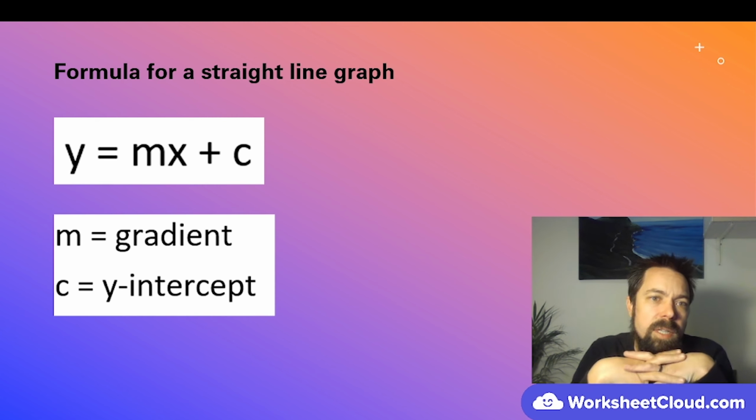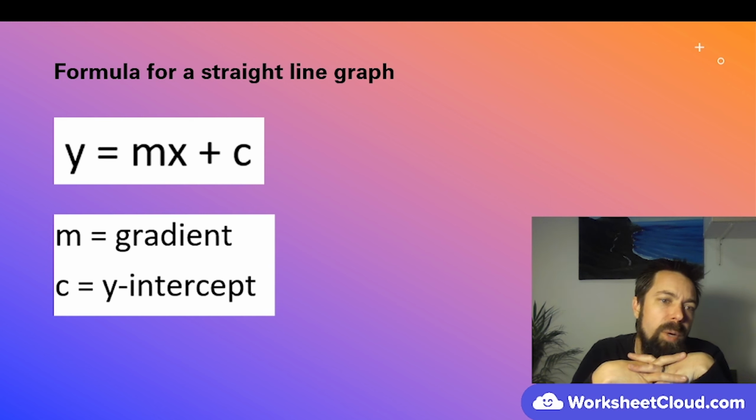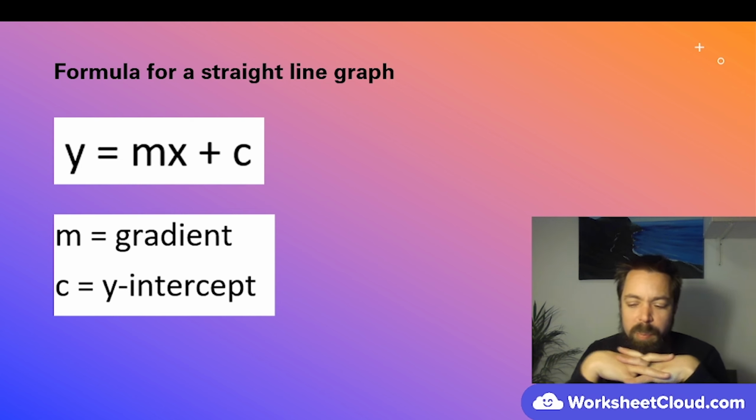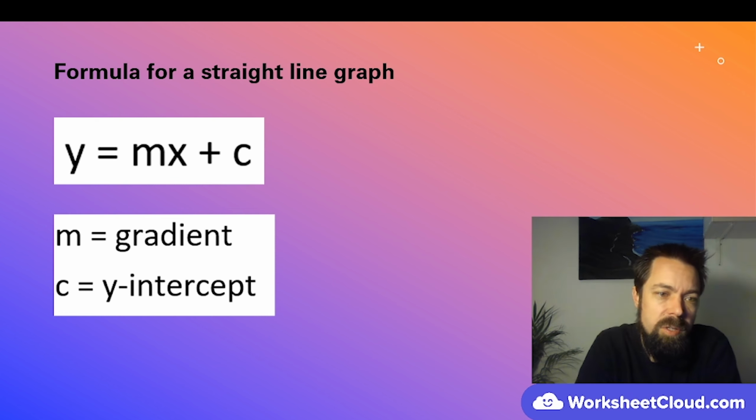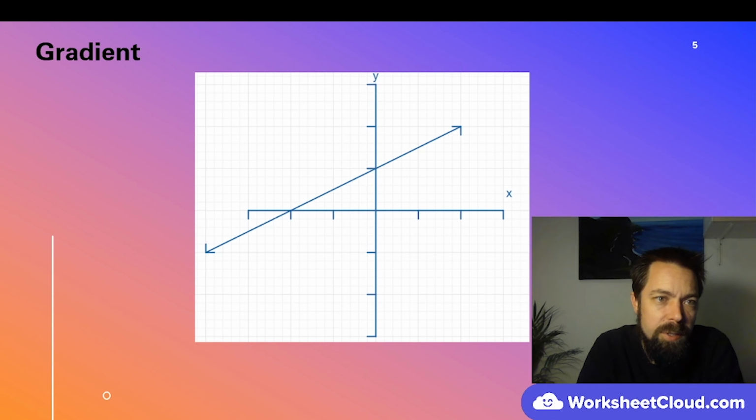So here is the generalized formula for a straight line graph. It's y equals mx plus c, where m means the gradient of the graph, which is another word for slope, and c is the y-intercept. So c is the point at which the graph crosses the y-axis. I'll show you how you can get that later on. But let's take a look at gradient first.